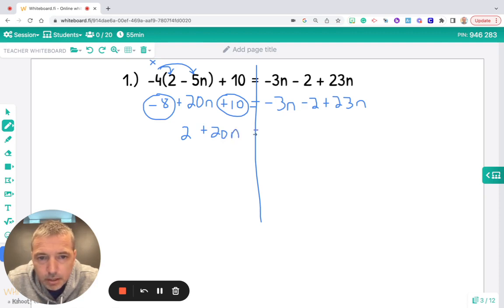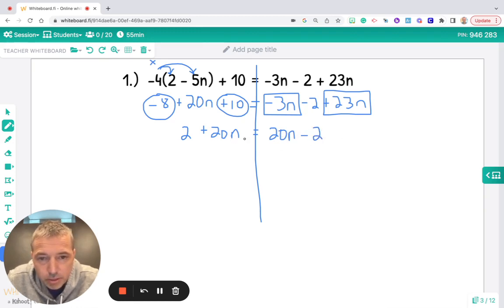On this right side, let's see. So I have two terms with variables, right? Again, these two are like terms, and I have one that does not have a variable. But these two that have variables, I can combine them together. I can add those like terms together, right? So negative 3n plus 23n is positive 20n, right? I'm going to bring down my minus 2.